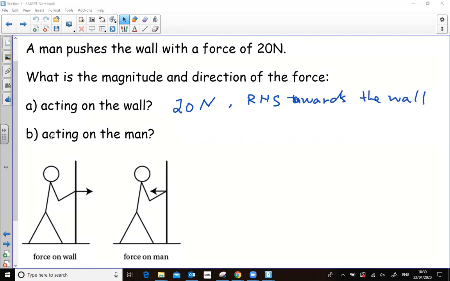Part B, what is the magnitude and direction of the force acting on the man? By Newton's third law, this force will be exactly the same as 20 Newton, but in the opposite direction. So this time it will be going towards the left-hand side, and that's towards the man. Okay, so just as simple as that. Right, let's look at another example.